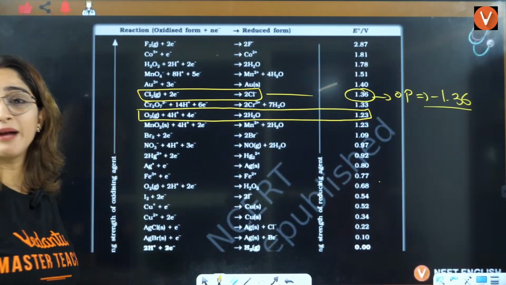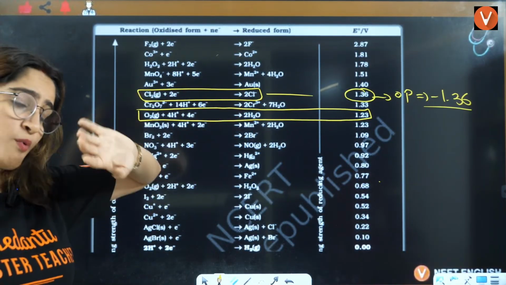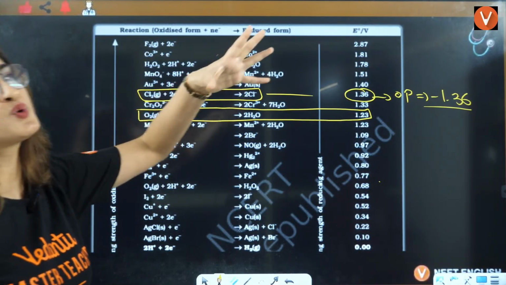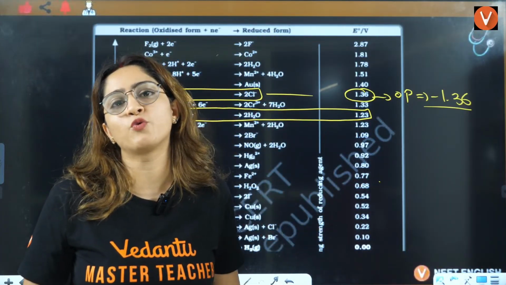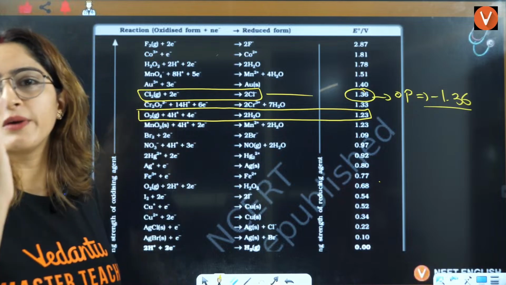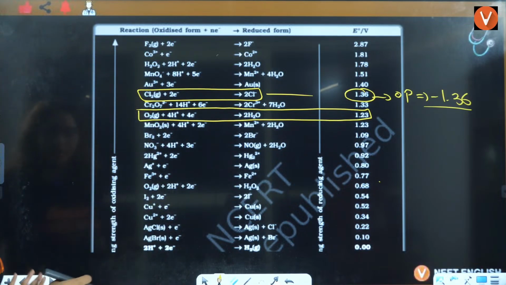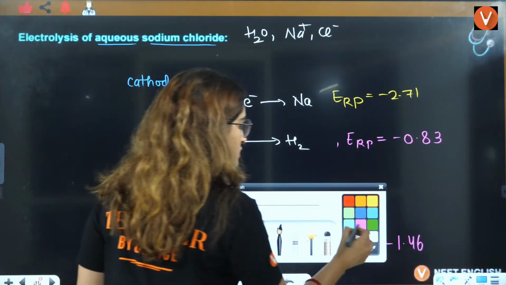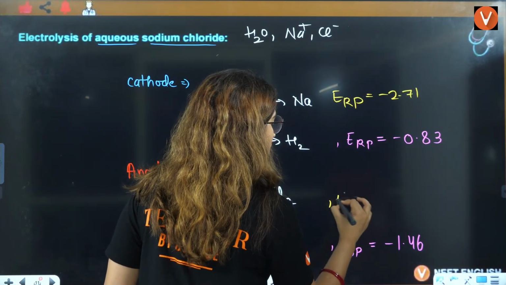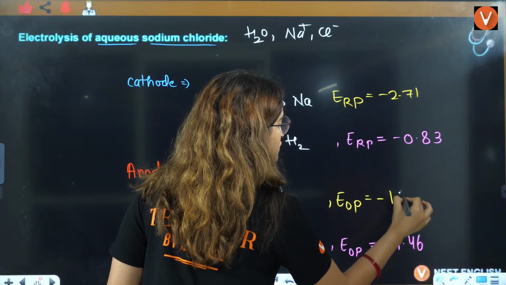Why am I telling you the values from here? Because the possibility is that they can give you the values on the side page and ask which will be at the anode and cathode. Then the question will be very easy, right? So it will be minus 1.36. You just write it here. This oxidation potential is minus 1.36.